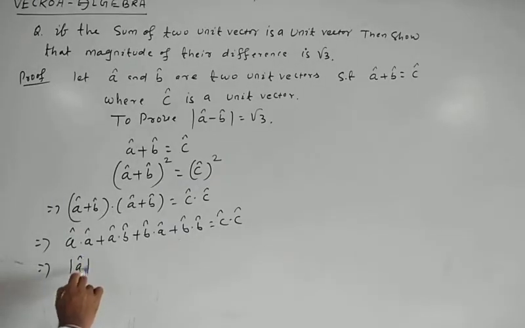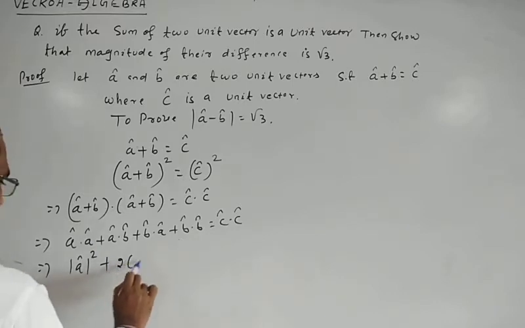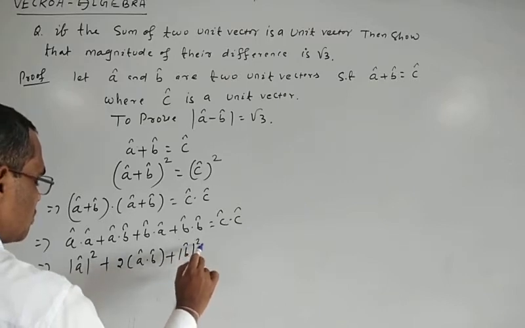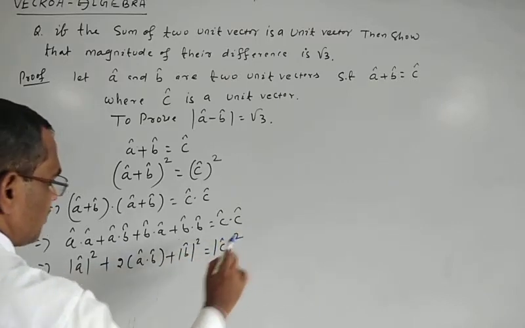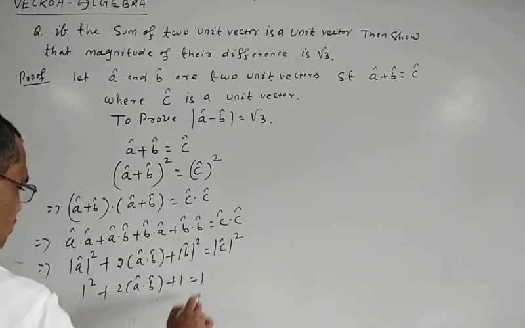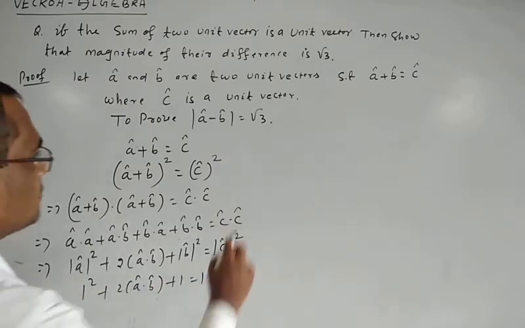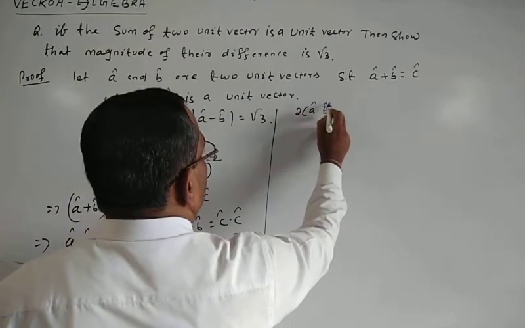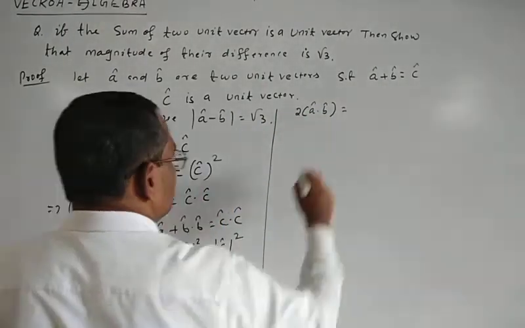So this is equal to magnitude of A cap squared. Here A dot B is equal to B dot A, so this is 2 into A cap dot B cap plus magnitude of B cap squared is equal to magnitude of C cap squared. The magnitude of A cap is equal to 1 because A cap is a unit vector. So 1 square plus 2 into A cap dot B cap plus 1 is equal to 1.